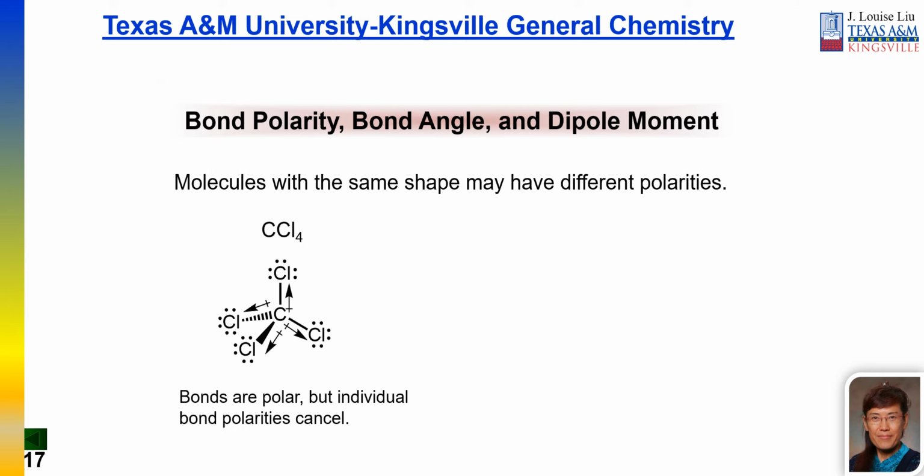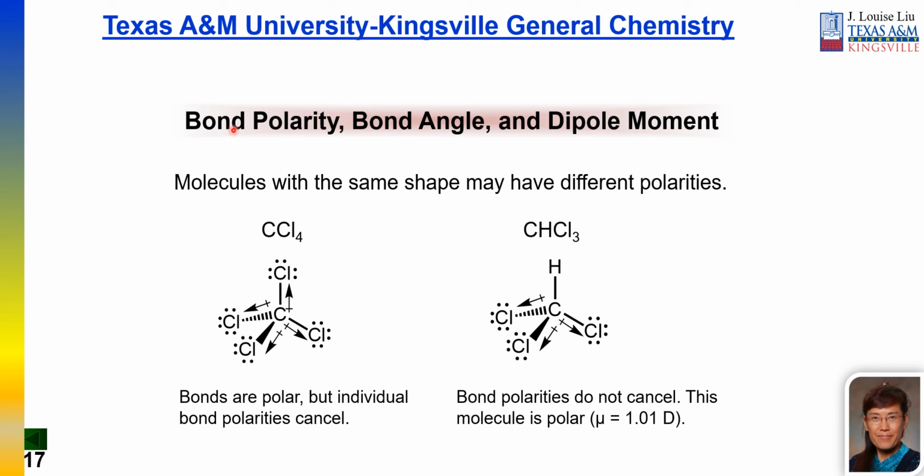I think the last point is related to the bond polarity, bond angle, and bond moment. So if you have CCl4, this carbon-chlorine bond also has different electronegativities, meaning the carbon-chlorine bond is a polar bond. However, all of these four different polar bonds cancel each other. So this molecule is a nonpolar molecule. This is called tetrachloromethane. This CCl4 is a nonpolar molecule.